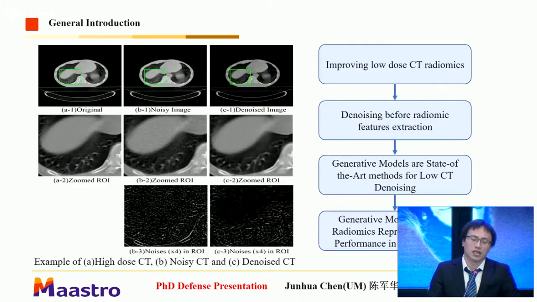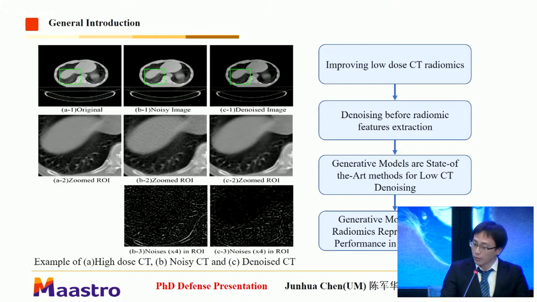More specifically, as a trade-off of low radiation exposure in low-dose CT images, noise is present in those images. Noise will decrease the image texture and the reproducibility of radiomic features. The purpose of this thesis is improving the reproducibility of low-dose CT radiomics and its performance in clinical applications. One potential solution worth exploring for this question is denoising the image before extracting radiomic features.